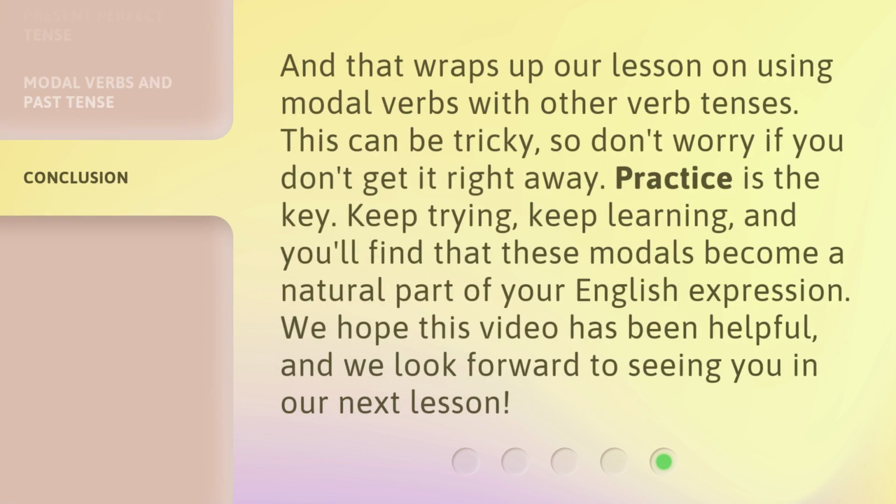And that wraps up our lesson on using modal verbs with other verb tenses. This can be tricky, so don't worry if you don't get it right away. Practice is the key. Keep trying, keep learning, and you'll find that these modals become a natural part of your English expression.